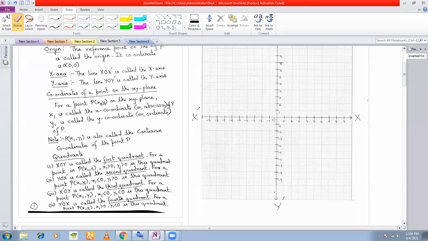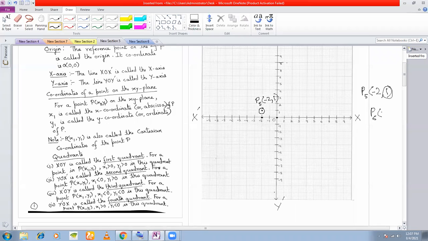Let us say if I want to plot the point P5, (-2, 1). How will I plot? Starting from the origin, you move 2 units in the negative direction. So you reach here, right? Now I'm not drawing the lines. After reaching here, I need to move vertically. How many units do I have to move? +1, that means in the positive direction of y. That means here. This is your point P5, (-2, 1). Clear?